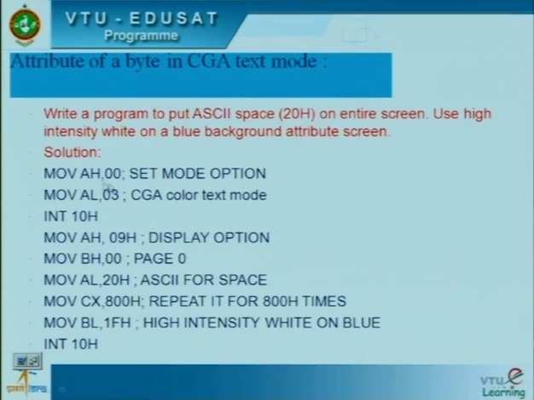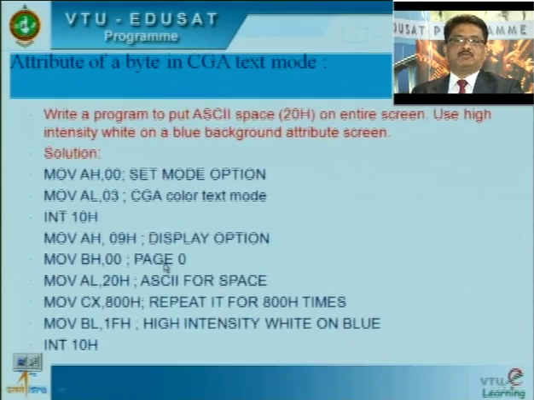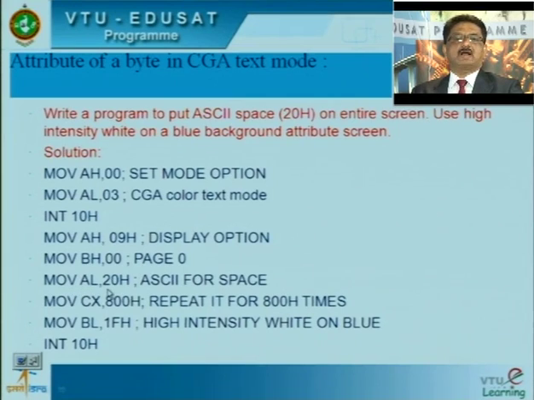Move AH comma 00H, set the mode option. AL is equal to 03. CGA color text mode means we will be setting the video mode here. I am calling INT 10H. Move AH comma 09H, display option. Move BH comma 00, I have to display whatever I want to display in page 0. Move AL comma 20H.